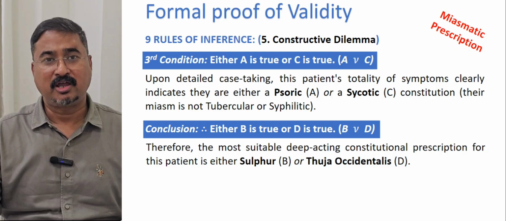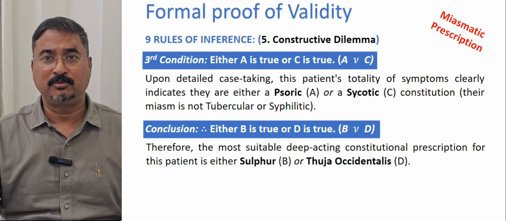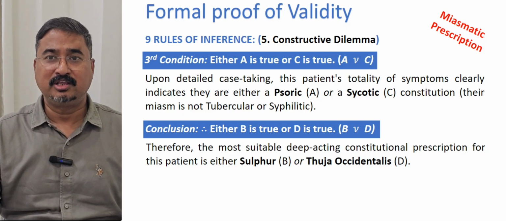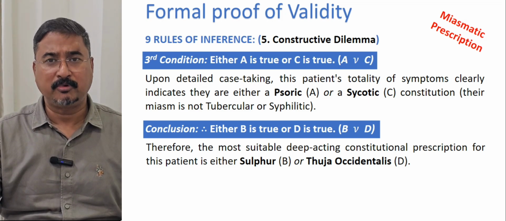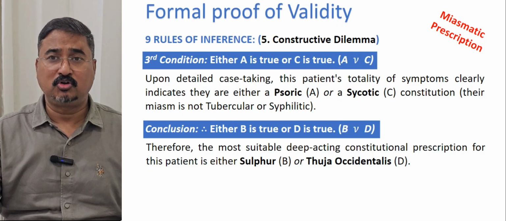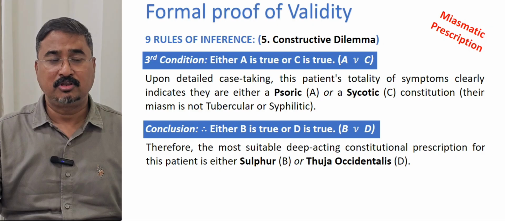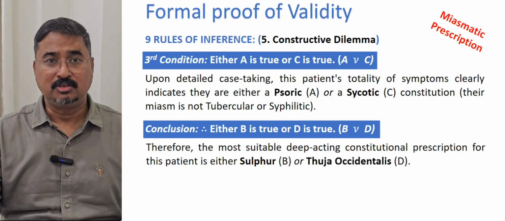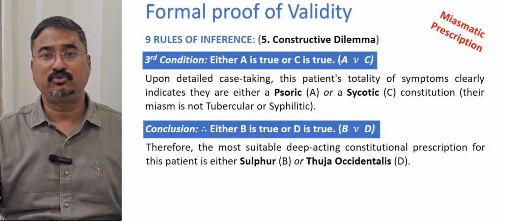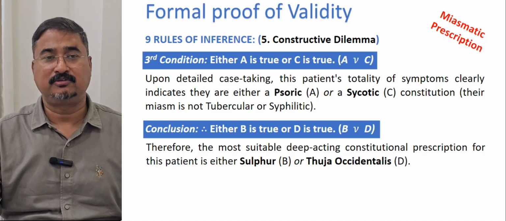Third condition, either A is true or C is true. Upon detailed case taking, this patient's totality of symptoms clearly indicates that they are either a psoric or a psychotic constitution, keeping in mind that their miasm is not tubercular or syphilitic. So the conclusion, therefore, either B is true or D is true. Therefore, the most suitable deep acting constitutional prescription for this patient is either sulfur or thuja occidentalis.